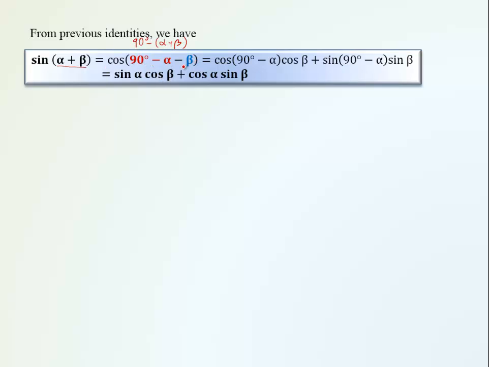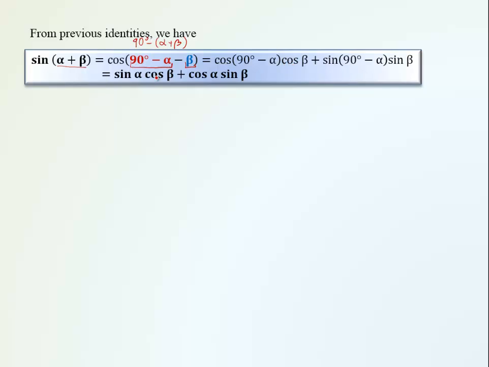Now if you see this, we can treat the 90 minus alpha as one angle and beta as the other angle, and follow the formula for difference of angles. So cosine of the first angle, cosine of the second, plus sine of the first, sine of the second. Okay, now we can use again the cofunction identities, which will tell us that cosine of 90 minus alpha is the same as sine of alpha. So that will be replaced by sine alpha.